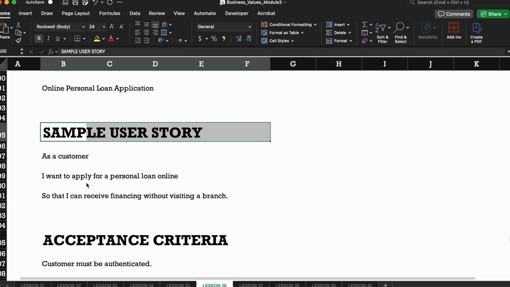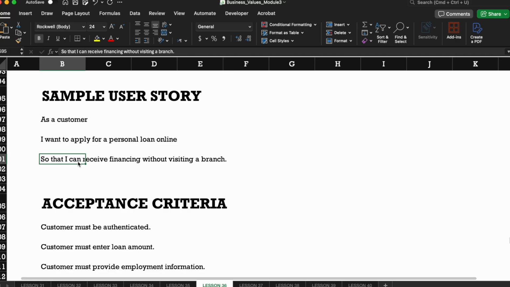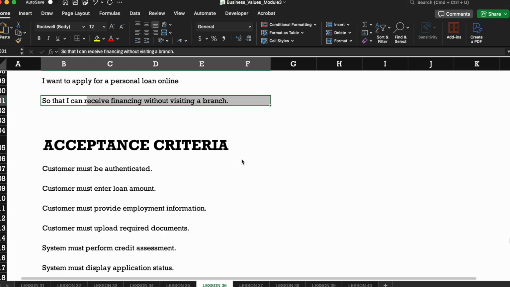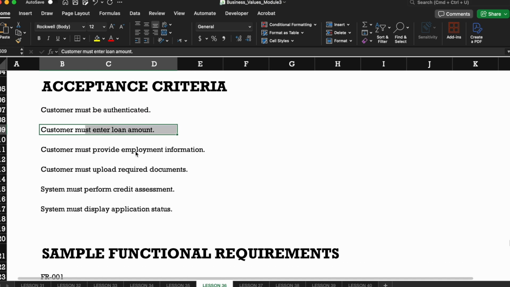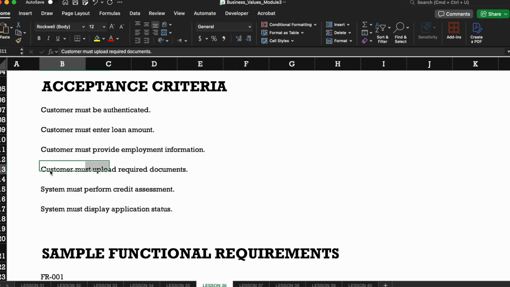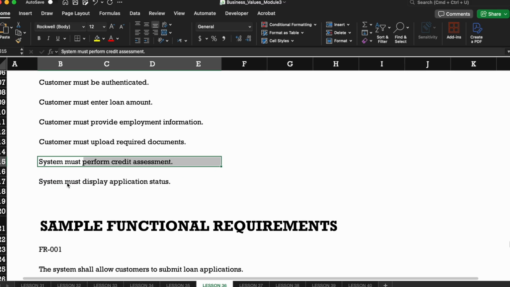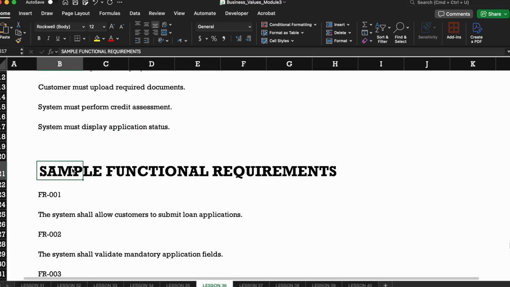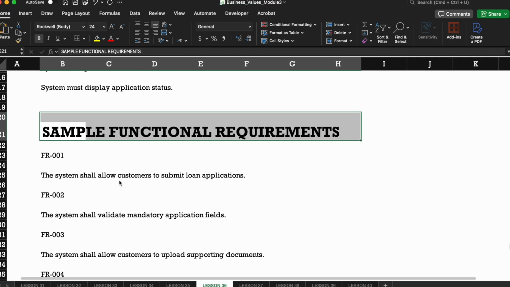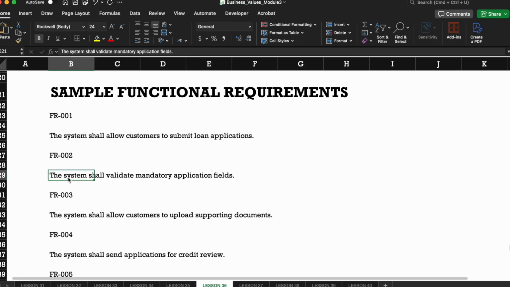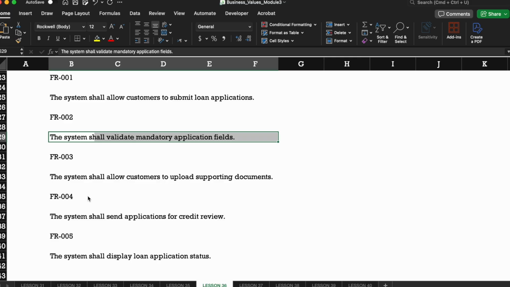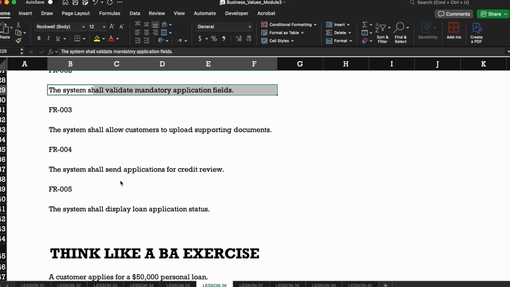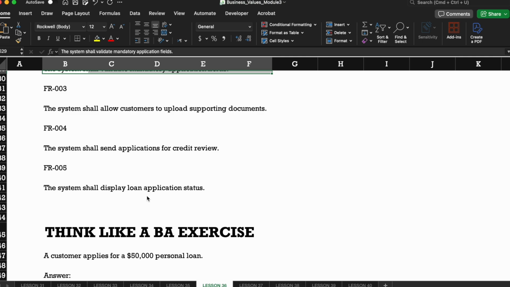Sample user story: as a customer, I want to apply for a personal loan online so that I can receive financing without visiting a branch. Acceptance criteria: customer must be authenticated, customer must enter the loan amount, customer must provide employment information, customer must upload required documents, system must perform credit assessment, system must display application status. Sample functional requirements: the system shall allow the customer to submit a loan application, the system shall validate mandatory application fields, the system shall allow customers to upload supporting documents, the system shall send the application for credit review, the system shall display the loan application status.